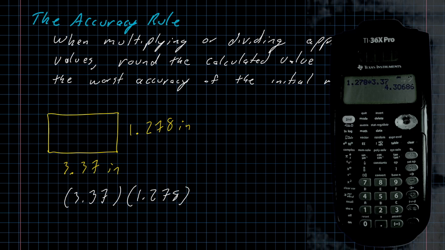But we look at our accuracies. 3.37 has 3 significant digits. 1.278 has 4 significant digits. The worst accuracy was 3 significant digits, so I want to round this to have 3 significant digits. That's going to be 4.31. And that will be in square inches, right? Inches times inches is square inches.